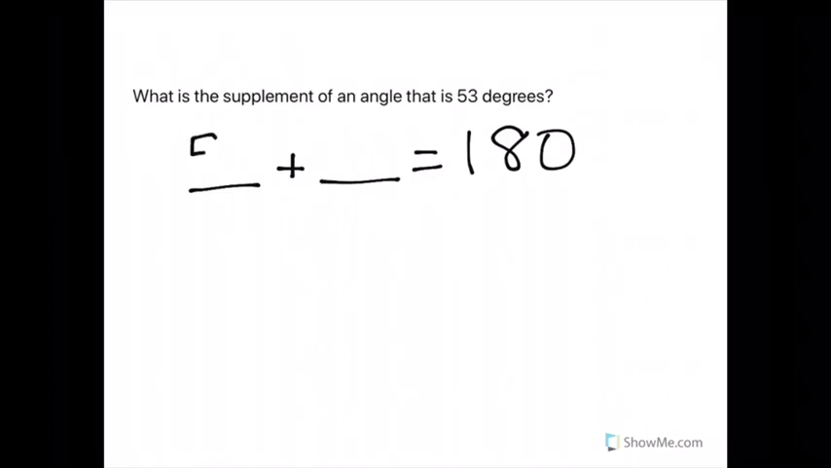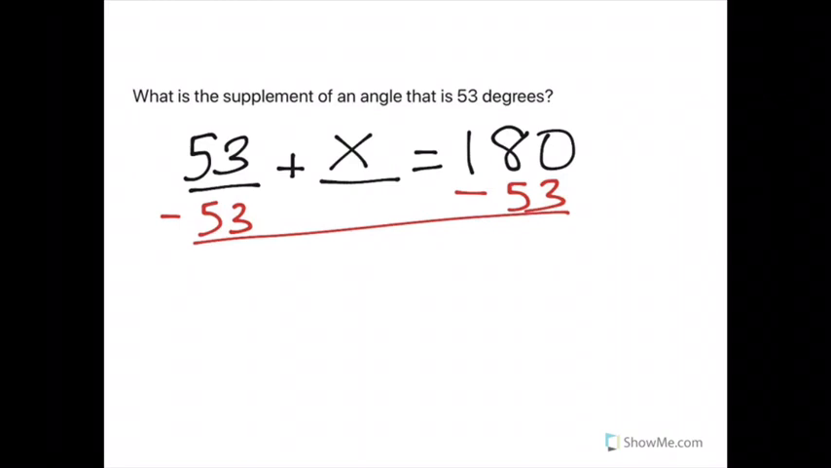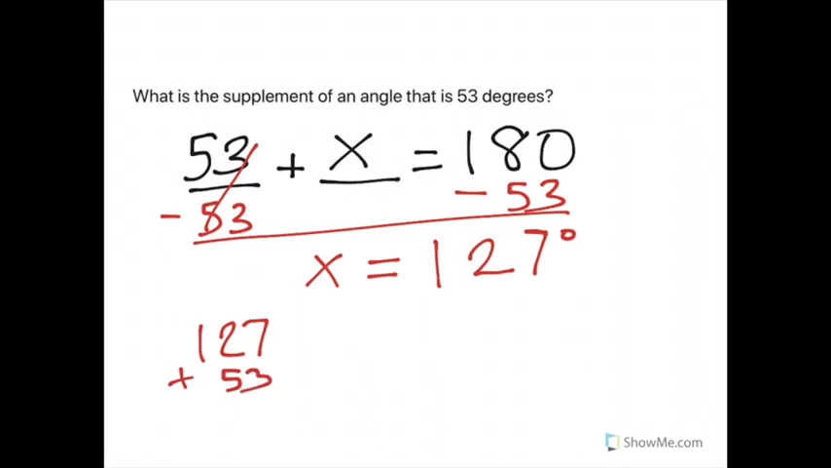So in our equation, we know 53, but we're not sure of that other angle measurement. Knowing that we have the 53, we would subtract that from the 180 to determine what is left over of the 180, and that would be our other angle, which would be 127 degrees. Again, you could check your work by taking the 127, adding the 53 back in, and making sure that you do get a solution of 180 degrees.